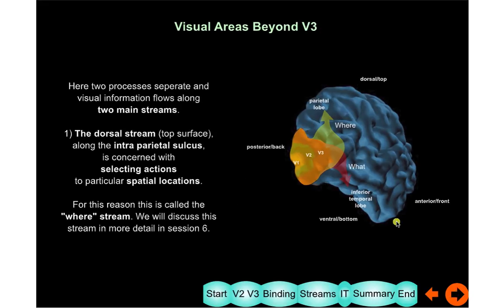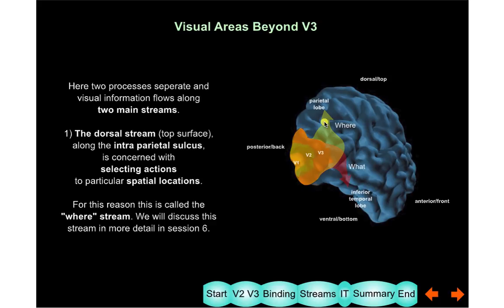Okay, I mentioned that one path goes up and another path goes down. The one that goes over the top is called the dorsal stream, besides the where stream. And the reason it's called the where stream is that up here, what you're trying to do is direct actions at objects. And to direct actions at objects, you've got to worry about where those objects are. So if I want to reach for my mouse, I have to worry about where that mouse is.